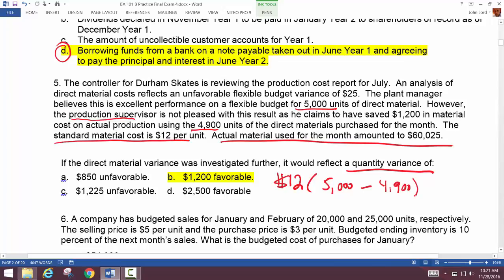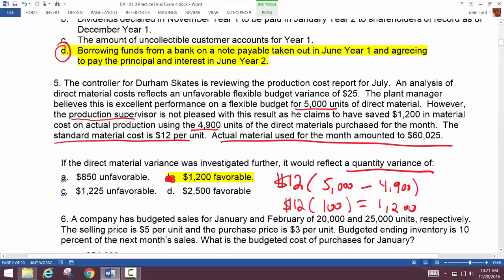Okay. Is what I actually used. So $12 times the what? Times the 100 units that he saved. He's right, isn't he? He has a $1,200 favorable.